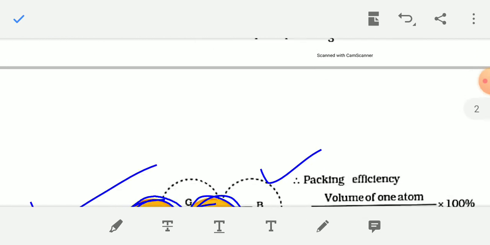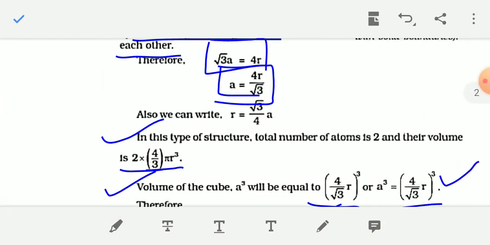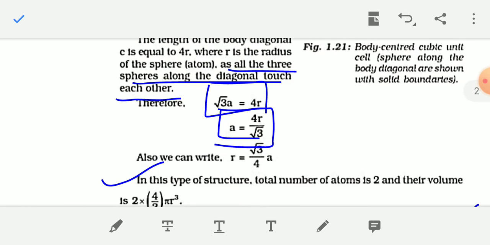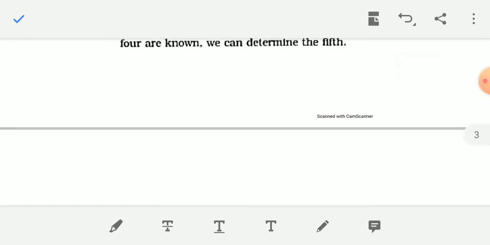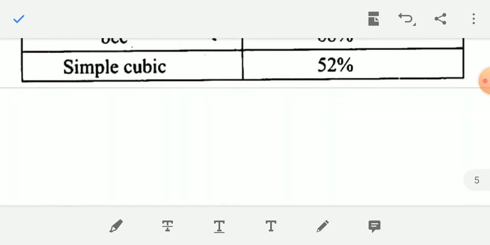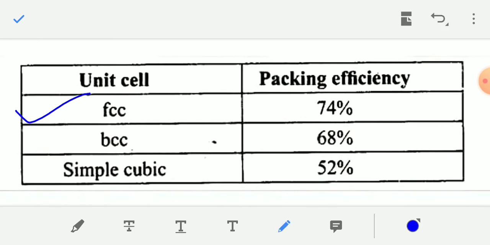So from this calculation it is clear that in face centered cubic unit cell the maximum volume is occupied, that is 74%. Particles are most closely packed in face centered cubic unit cell, and packing efficiency is maximum for face centered cubic and minimum for simple cubic unit cell. See this table: in face centered cubic, the packing efficiency is 74%; in body centered cubic, 68%; in simple cubic, 52.4, that is 52%.